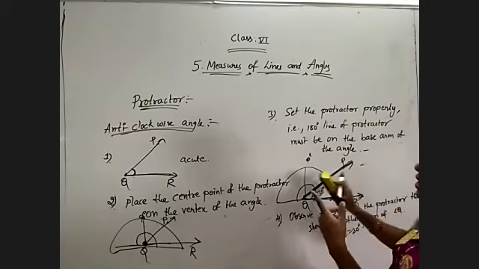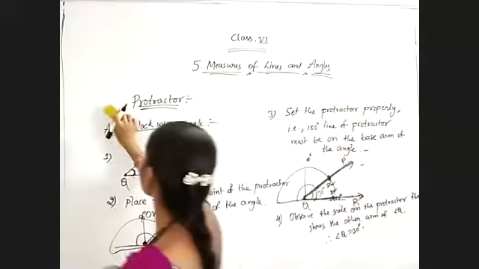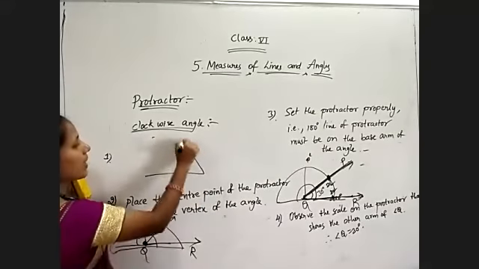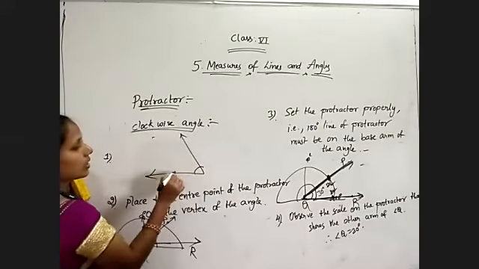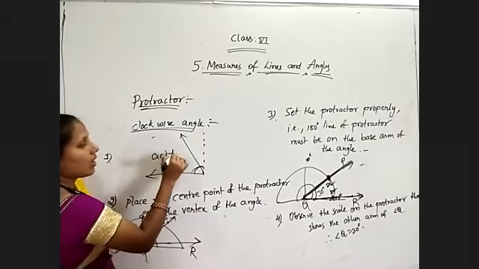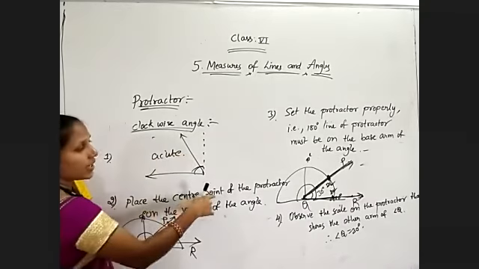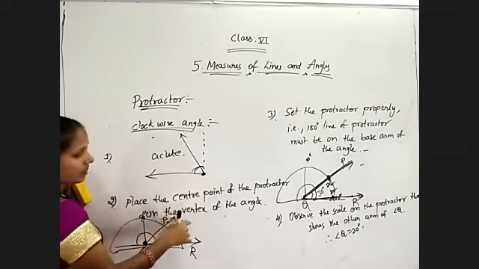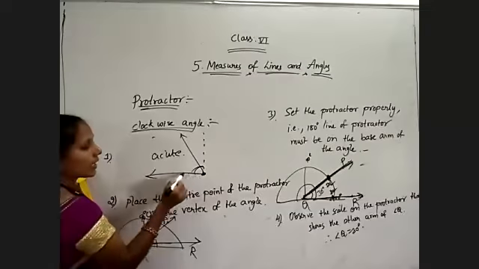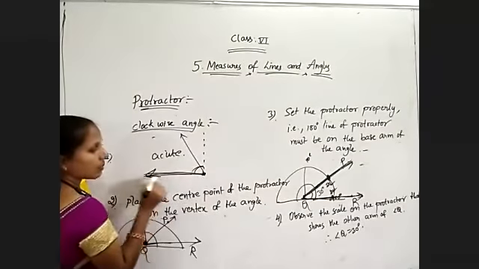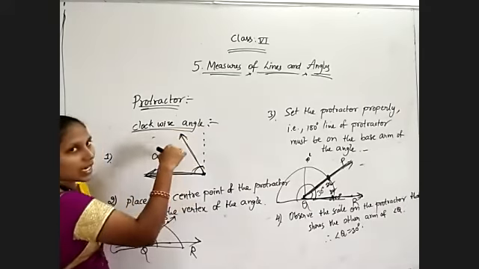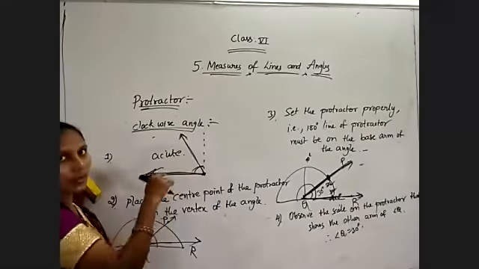Same way for clockwise rotation. What we have to do? First of all, observe which type of angle is shown. Here also it is less than 90 degrees, so it is also an acute angle. Now place the center point of the protractor at the vertex of the angle. After that, set 180 degrees on the base arm. This is my base arm. So I need to find where the other arm is lying on the protractor.